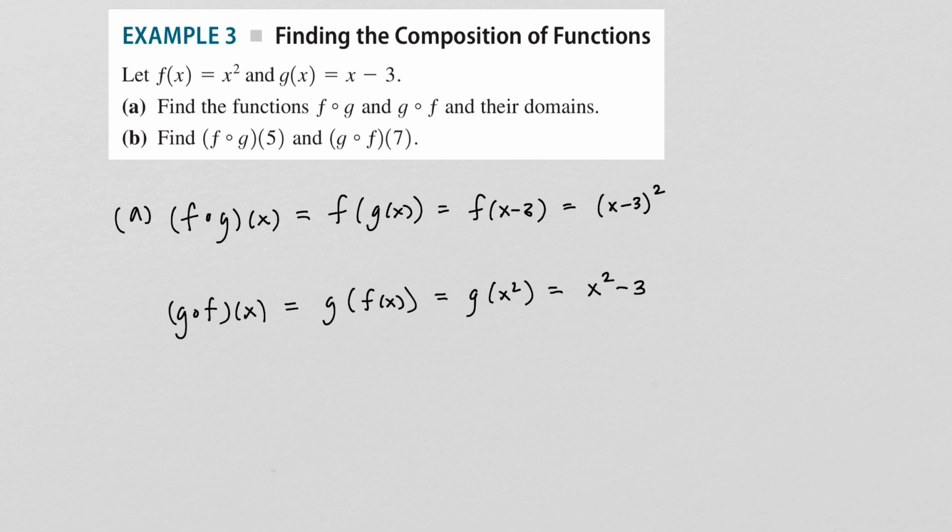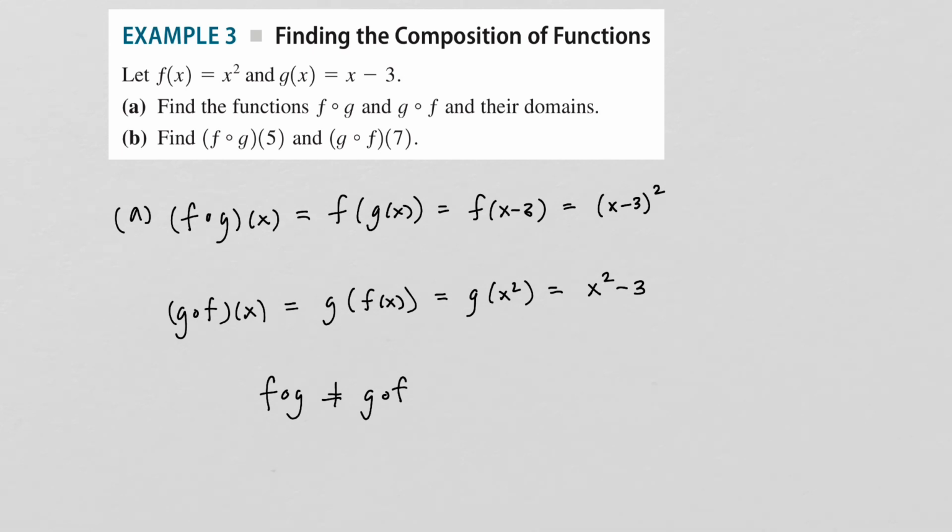So the first thing to notice when you do the composition one way versus the other way is you should notice that they are not the same. Okay, so f of g is not equal to g of f. Now, I'm not saying that they're never equal. I'm saying that they are not equal in general. There are some cases where they are equal.